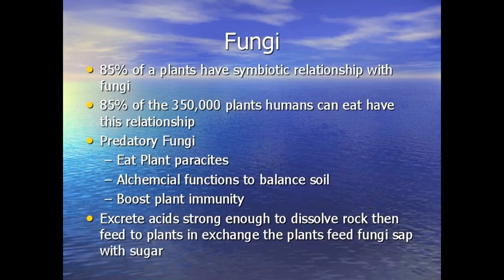Fungi. 80% of all plants have a symbiotic relationship with fungi. 85% of the 350,000 plants humans can eat have this same relationship. Predatory fungi eat plant parasites. Their alchemical functions balance the soil. They boost plant immunity. They actually excrete acids that are strong enough to break down rock, and they provide the minerals for the plants in exchange for the plants feeding them sap with sugar.